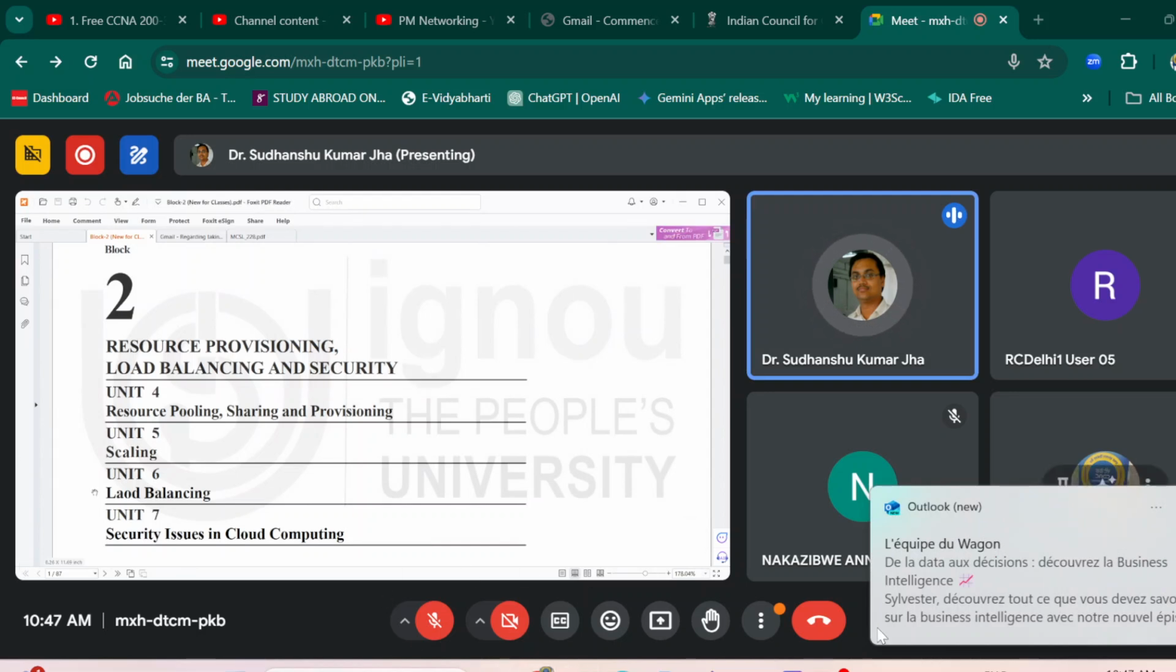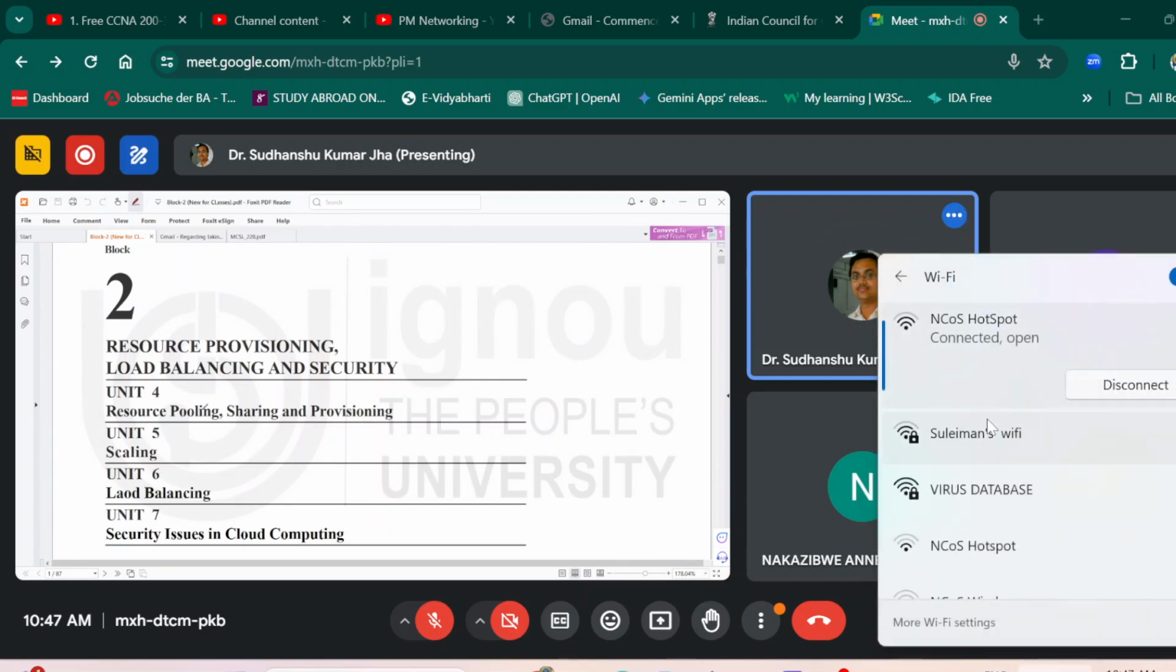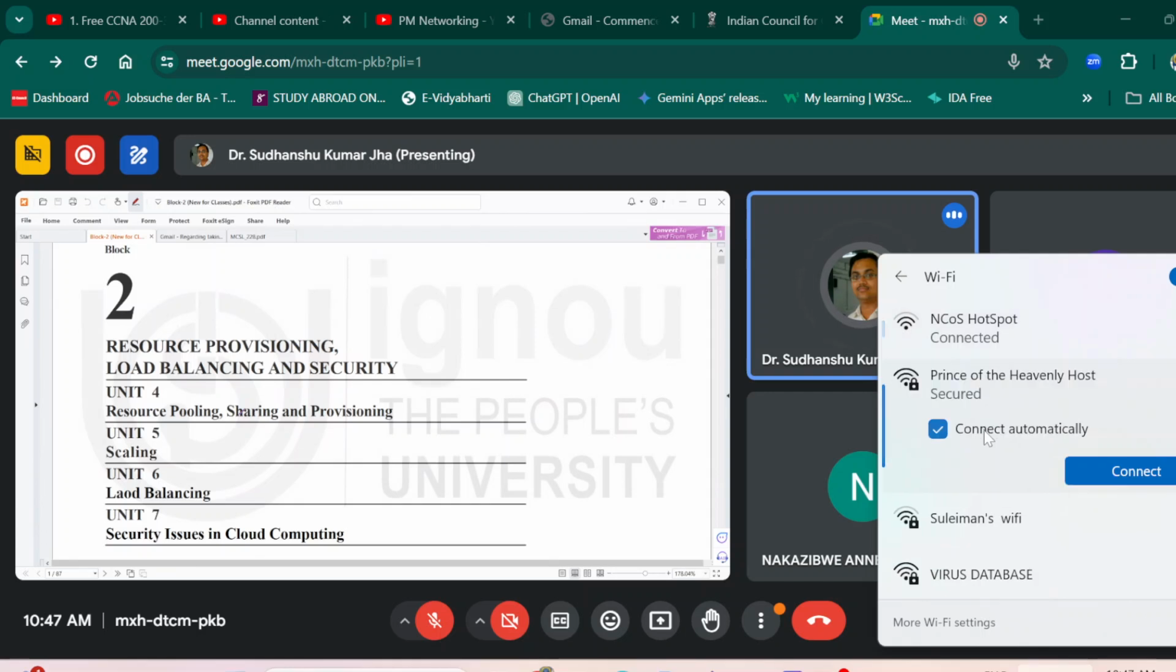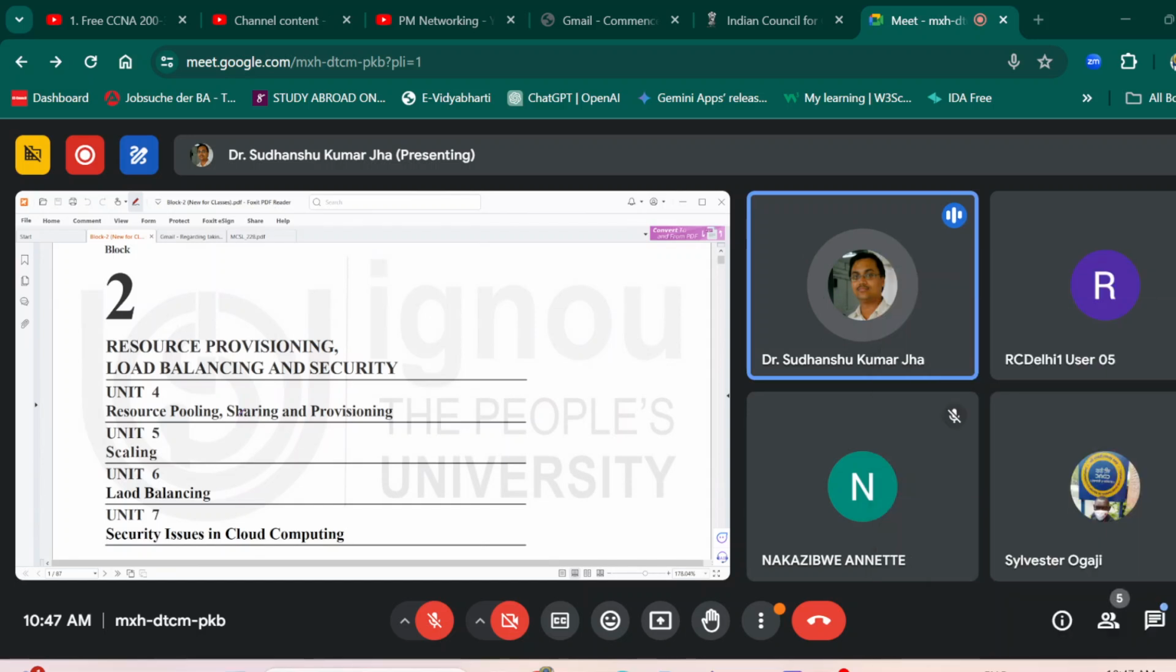has four units here, and we can see that in Block Two we have Unit 4, Unit 5 discussing scaling, Unit 6 discussing scaling, Unit 7 discussing networking, Unit 8 discussing security, and Unit 9 is provisioning. So let us start with Unit 4 here.